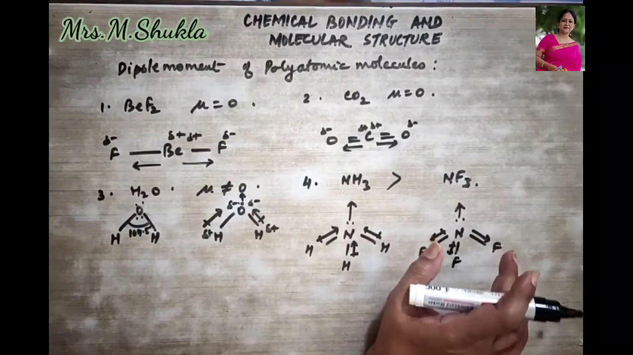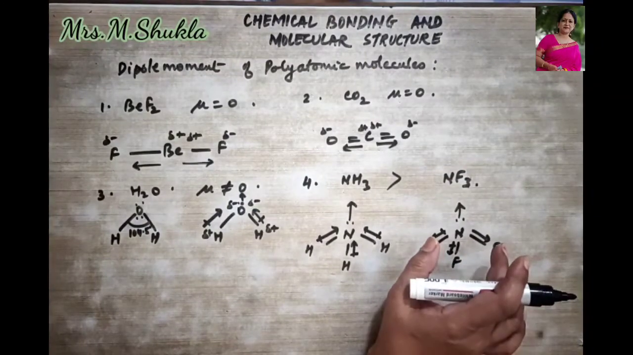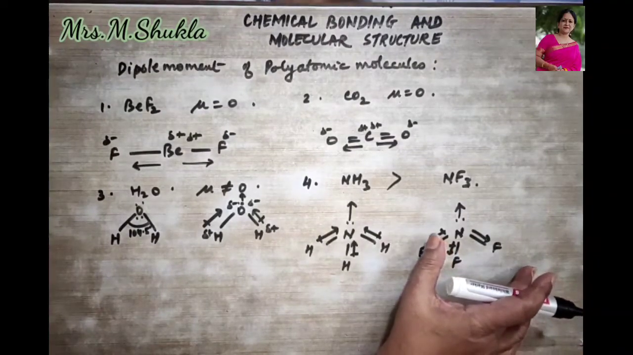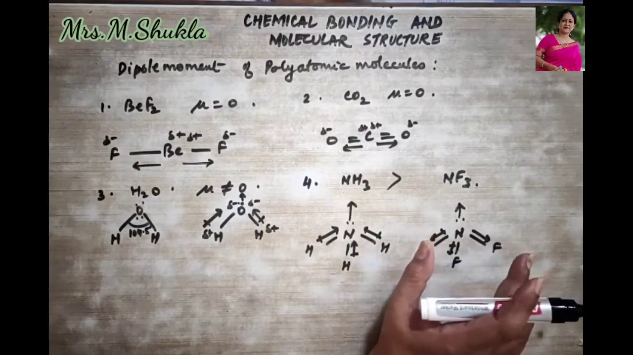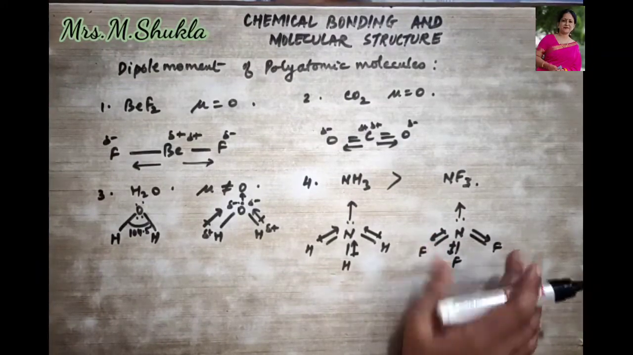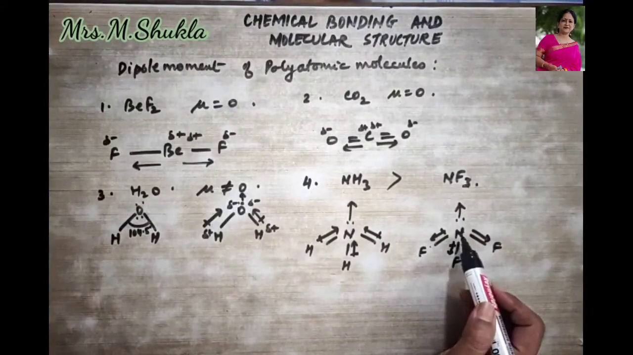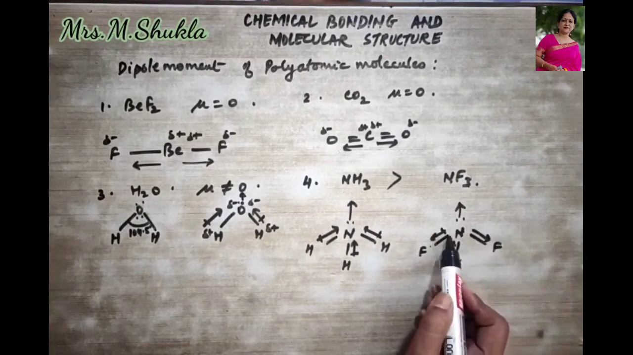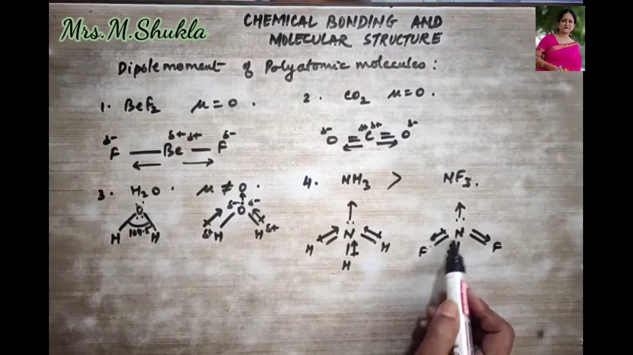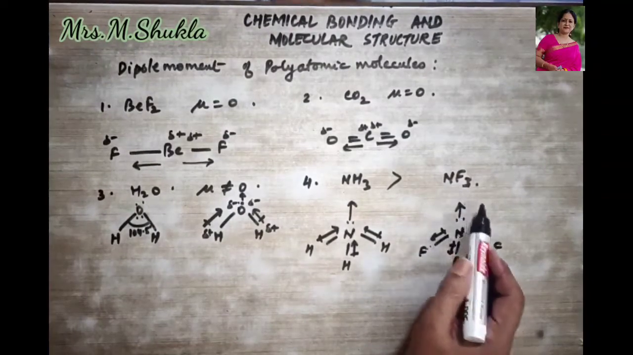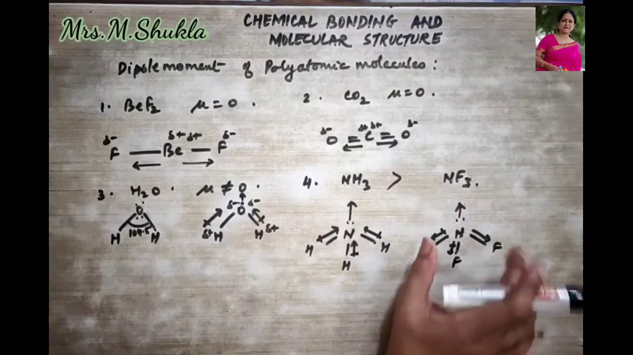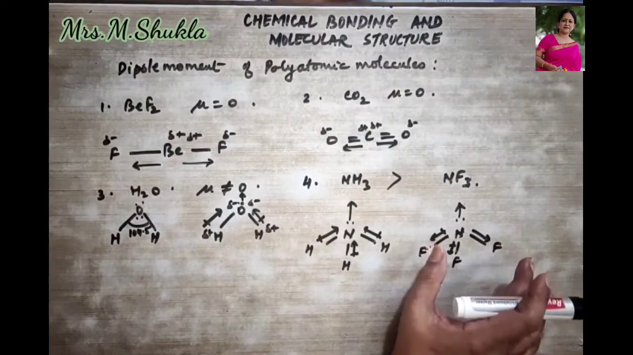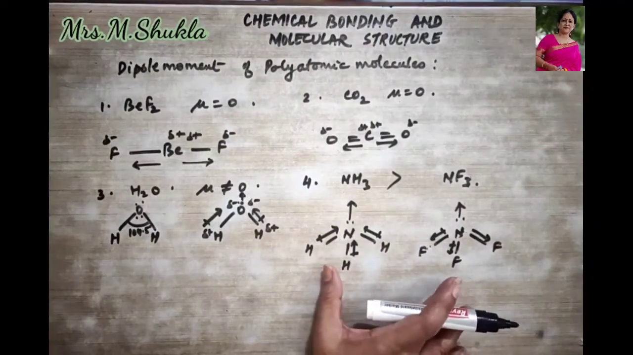So what do we see? The moment due to the lone pair of electrons is also directed away from the nitrogen atom. Therefore, we can say that in this NF3, the bond moment of each NF bond and that of the lone pair on the central atom are in the opposite direction. For NF, they are in the opposite direction, and NF with the lone pair is also in the opposite direction, right? So this also has a dipole moment.